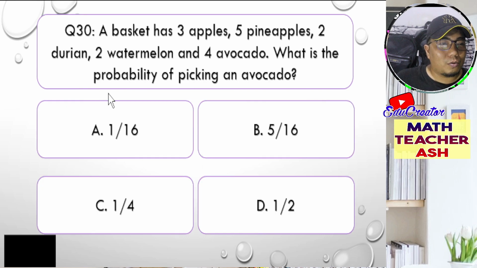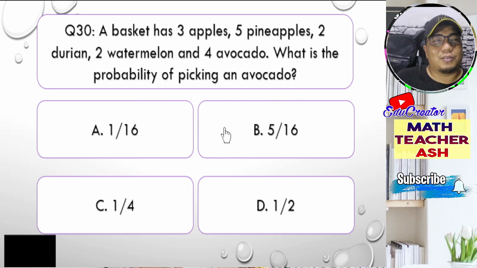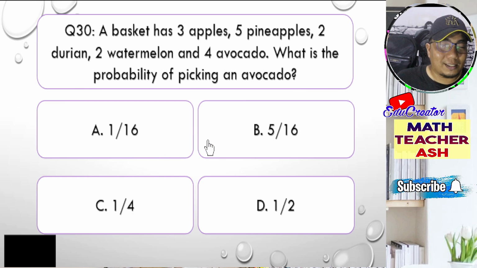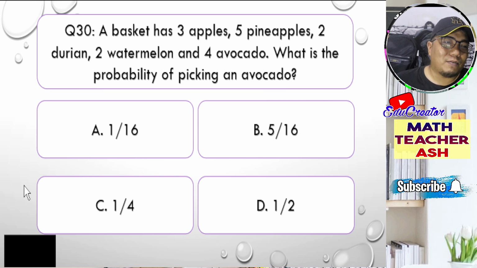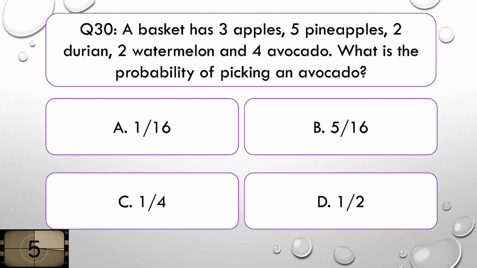Okay, so a basket, the same scenario but a different question. What is the probability of picking an avocado? Is it A, 1/16, B, 5/16, C, 1/4, or D, 1/2? I'll give you 5 seconds to think about your answer.